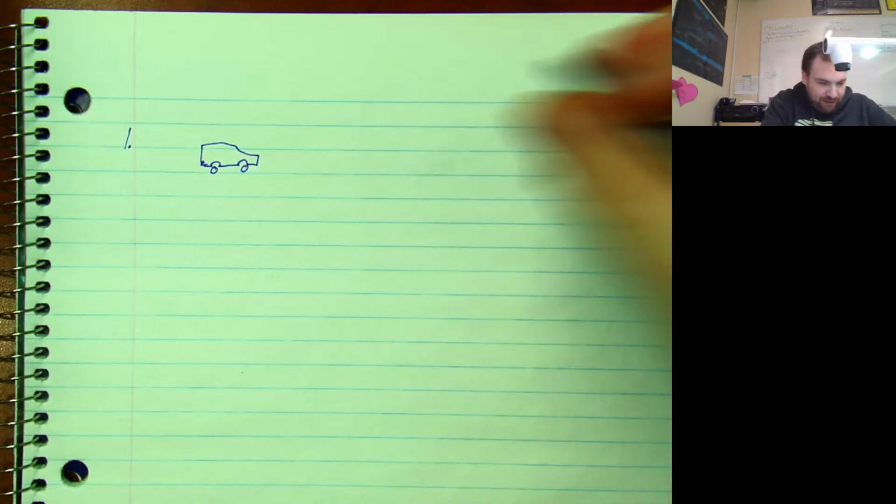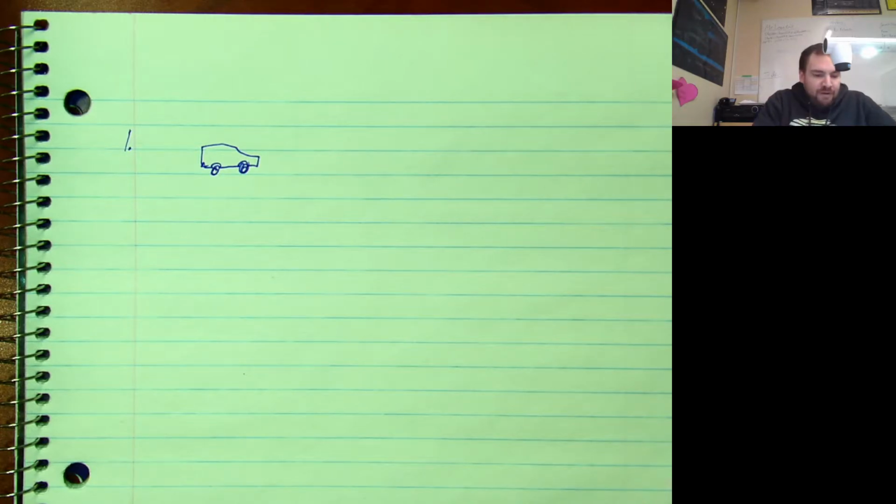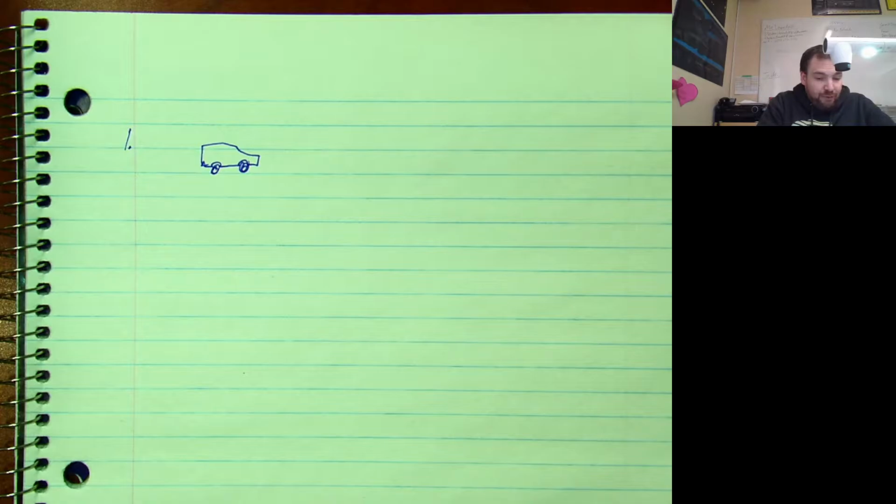There's my car. Let's write down what we know. We're combining everything we did in kinematics with everything we're doing now in forces. We know that the mass of this thing is 1,100.